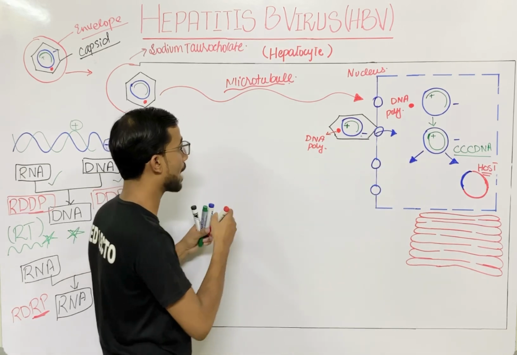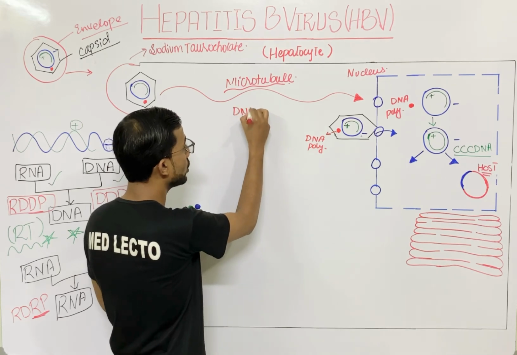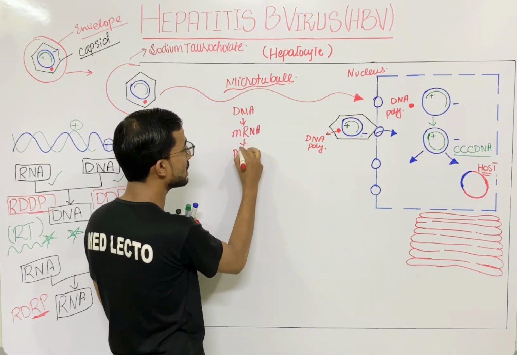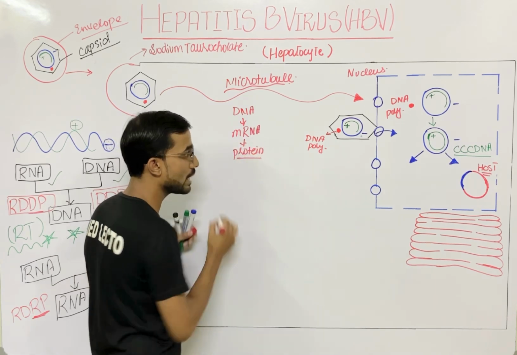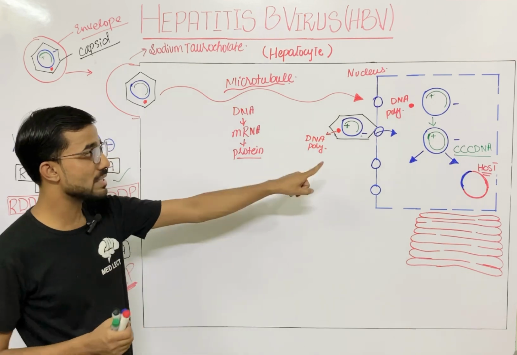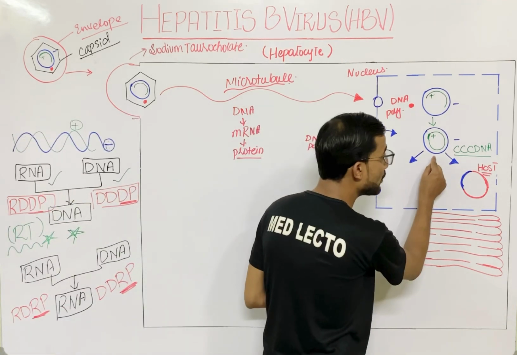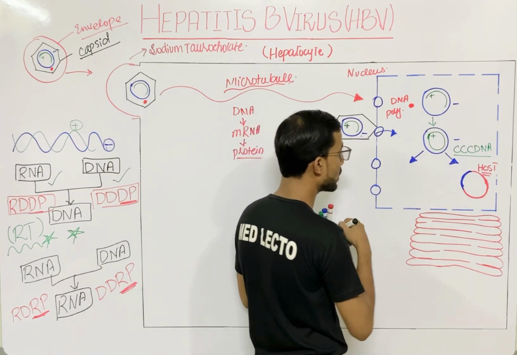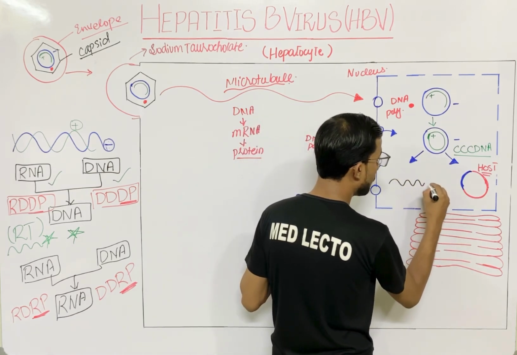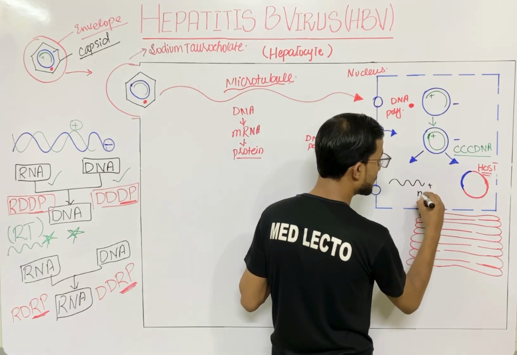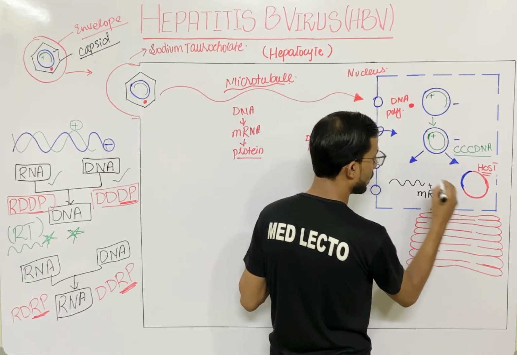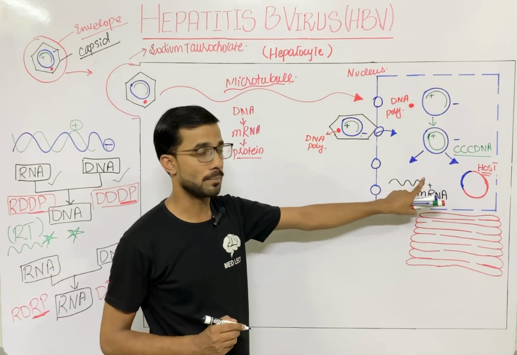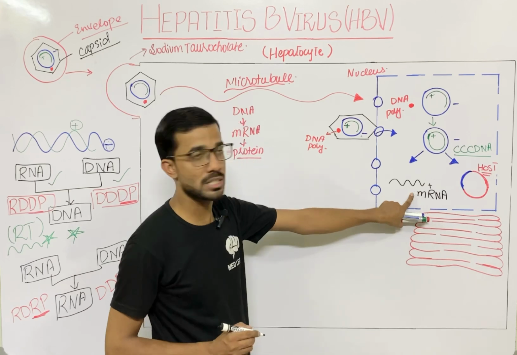Okay, next you will see from the DNA, you will see the synthesis of the messenger RNA. As the normal process happens, from the DNA, you will see the synthesis of the messenger RNA. From the messenger RNA, you will see synthesis of the different proteins. So a similar process will happen in that way. From the negative strands of the cccDNA, you will see the formation of the positive polarity messenger RNA. That process is actually called transcription.